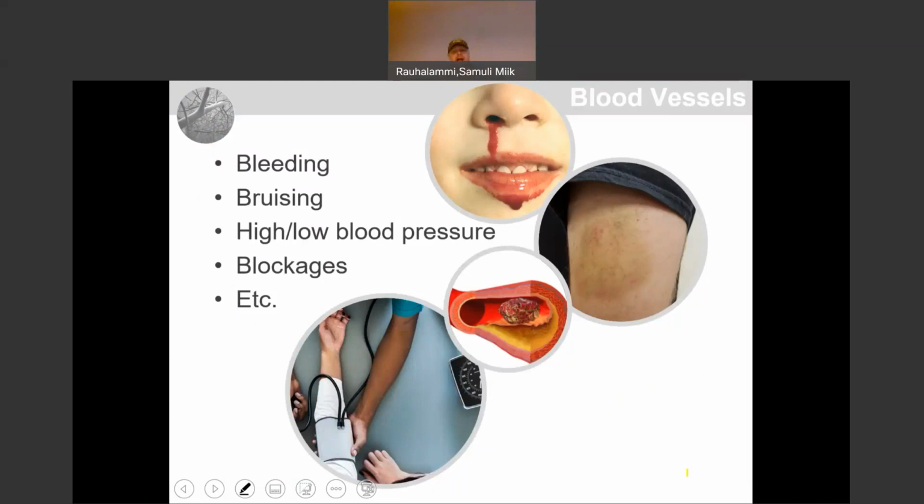We can have issues with high and low blood pressure. There can be many different kinds of blockages, either for the flow of the blood or some sort of a blockage that travels within the cardiovascular system. So there's many reasons why understanding the cardiovascular system and the blood vessels is going to be very, very important for you as you are working towards a career in clinical practice.